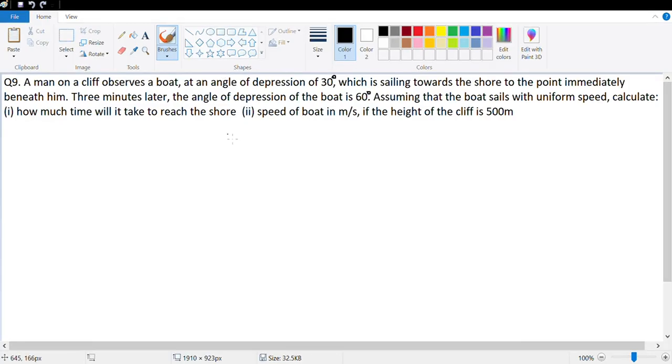Hi guys, let's look at the next question. We are on exercise 22b. Next question, very interesting. Let's read the question.